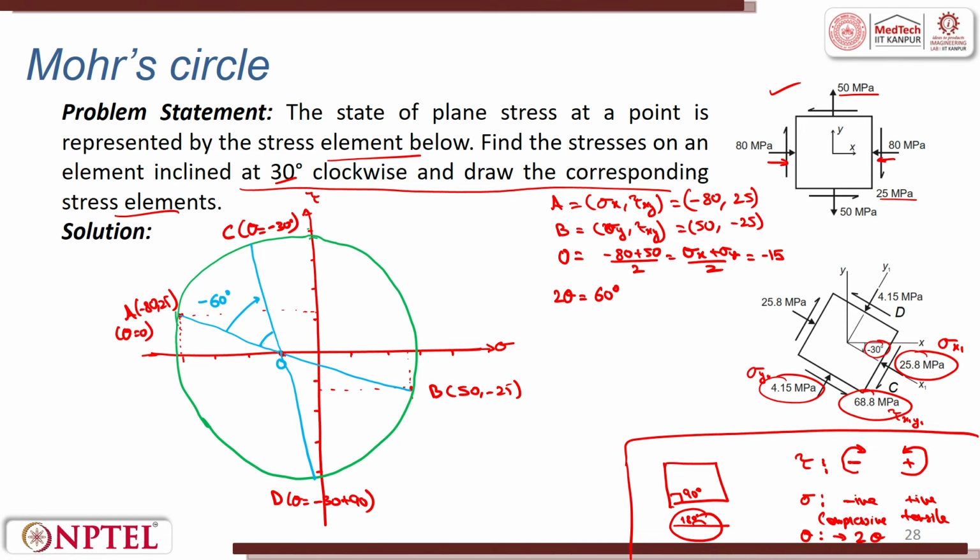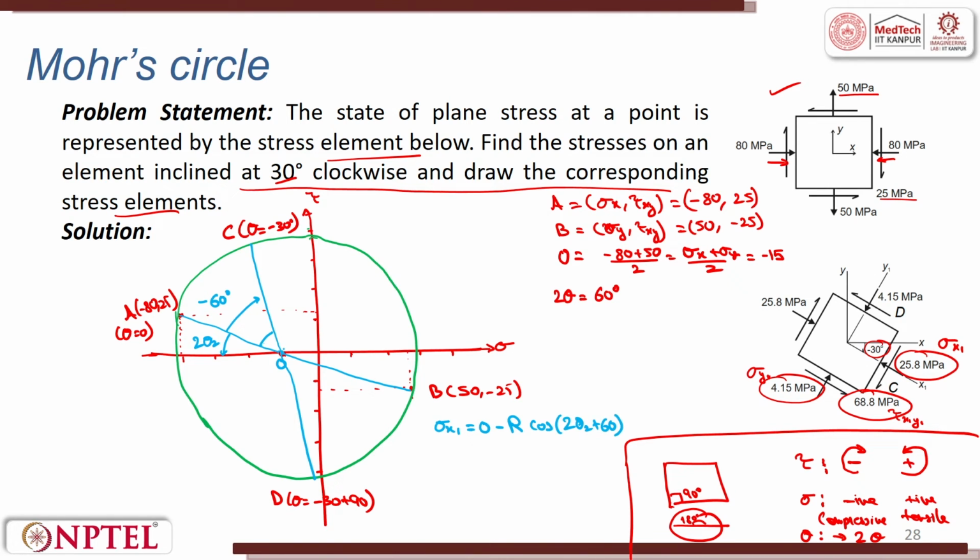Now what I am missing here is the theta 2. Theta 2 value here is, this is 2 theta 2. Now I can calculate all the stress values which are required here, corresponding stress elements, that is sigma x1 is equal to O minus R cos of 2 theta 2 plus 60.